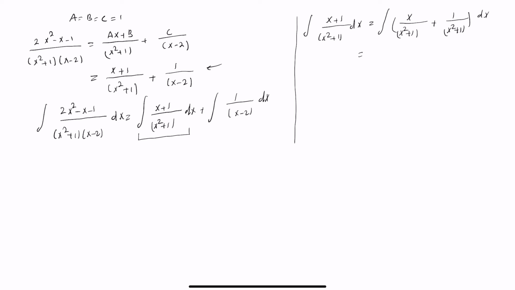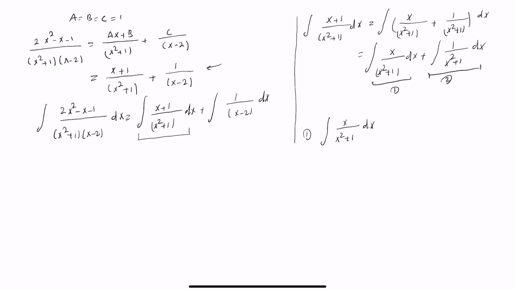So now we have two integrals. So we have the integral of x over x squared plus 1 dx, and plus the integral of 1 over x squared plus 1 dx. I'm going to call the first integral number 1, and then the second integral number 2. First, let's solve integral number 1. We have x over x squared plus 1 dx. Here, this integral can be solved using u substitution.